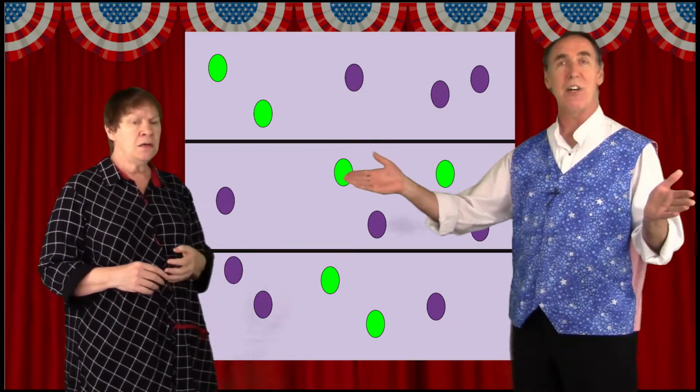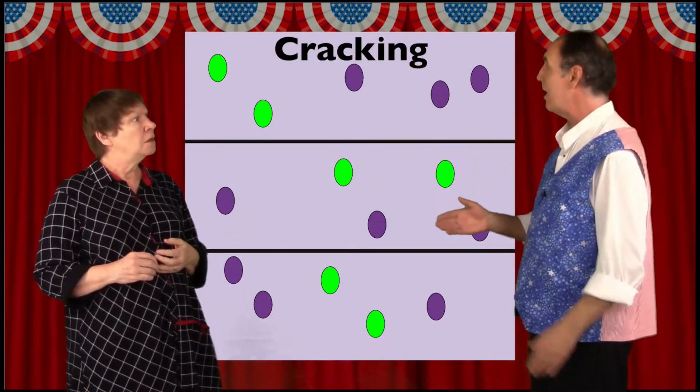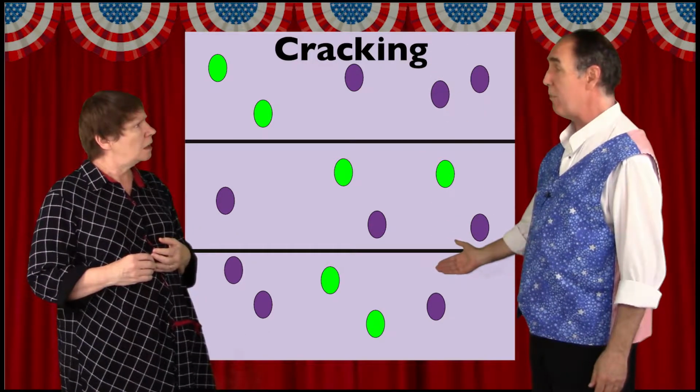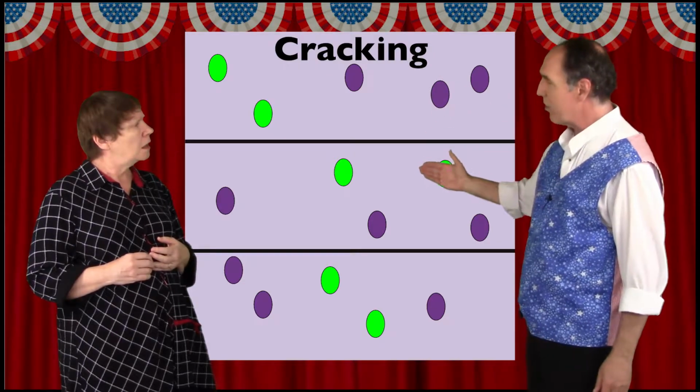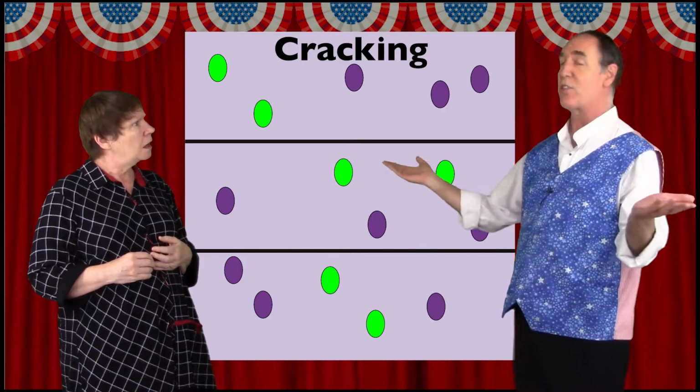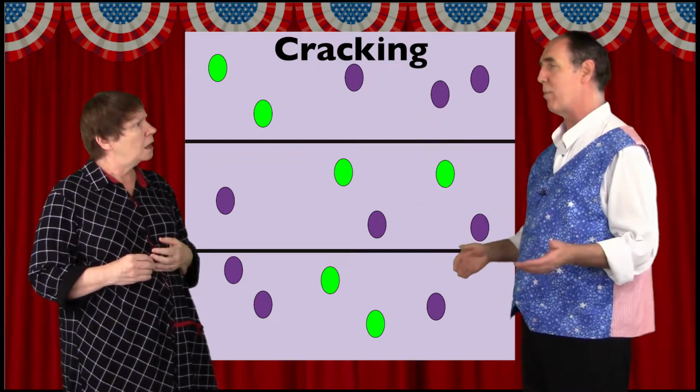This is something in gerrymandering that's called cracking. They've got these 6 green voters, but they are cracked into 3 different districts where they are a minority in each district, and so all of the districts end up going purple.